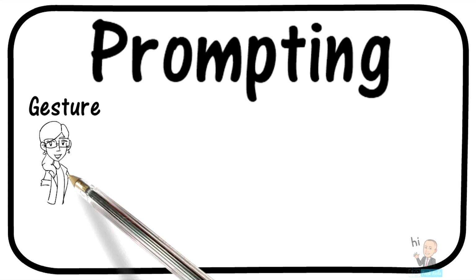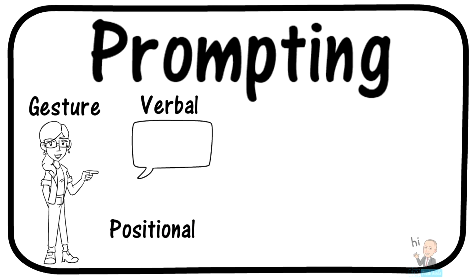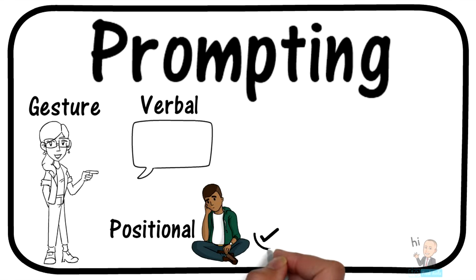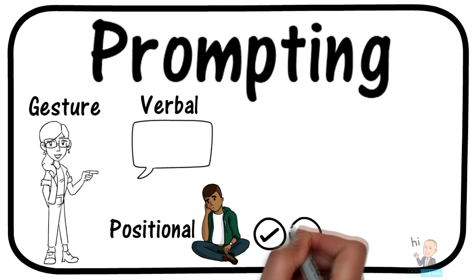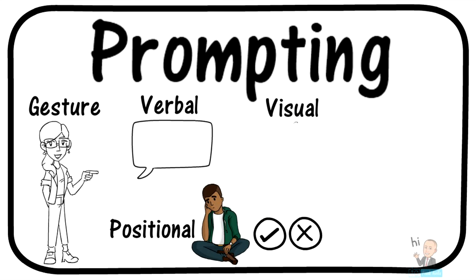One way to prompt students is by using a gesture. A verbal prompt is as simple as telling a student to please be quiet or raise their hand. Positional prompts are a little tricky. Place 2 choices near a child, with the desirable choice closer to the student, and the wrong choice further away from the student. Visual prompting is yet another method.